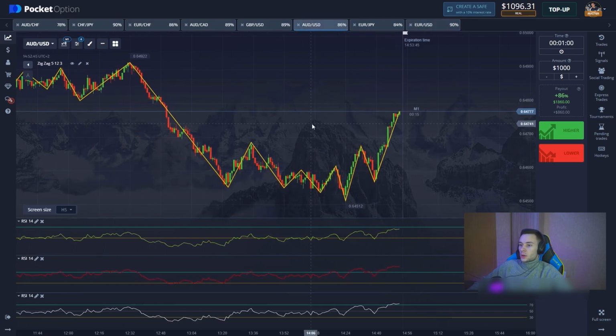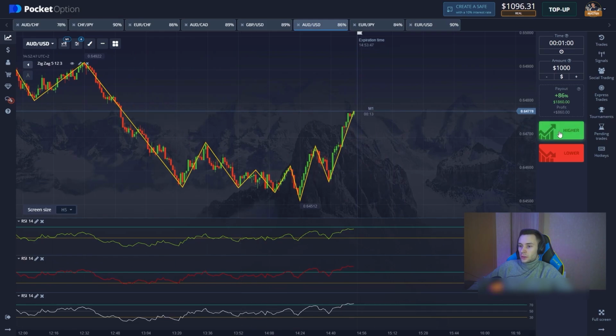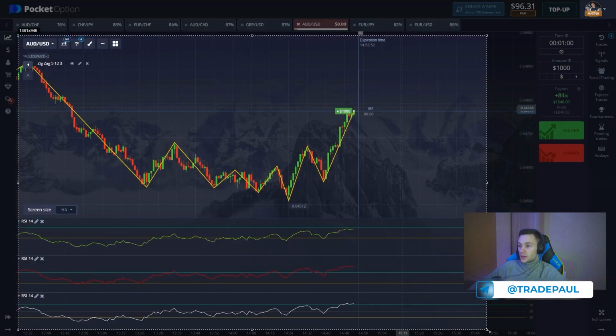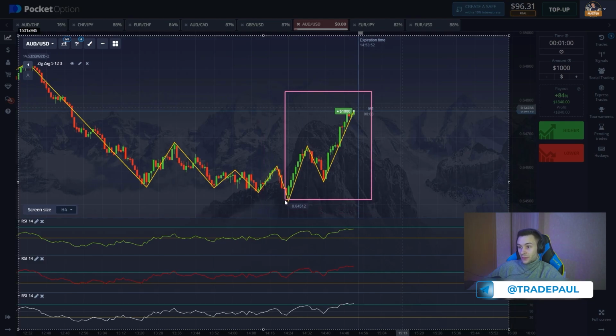Well, let's see what we've got in here. We open with the trend here, so I guess this is the correct trade entry. The uptrend is dominating now. The price rebounded from this level.